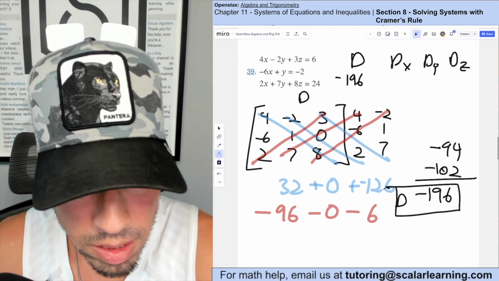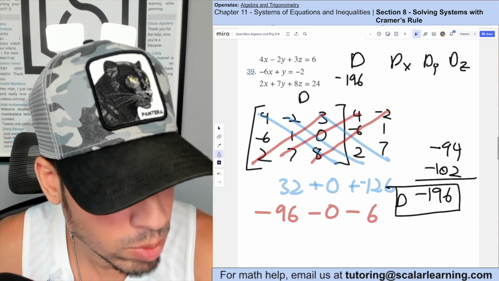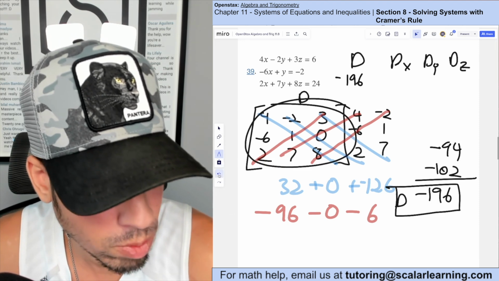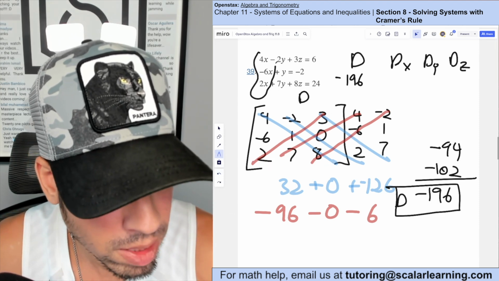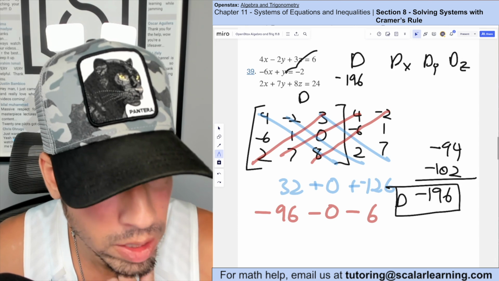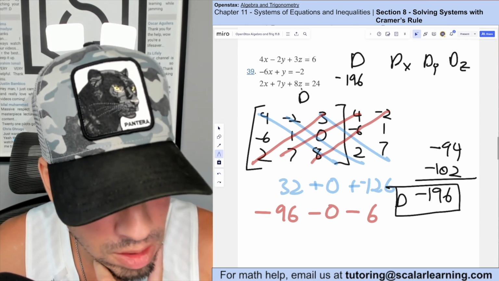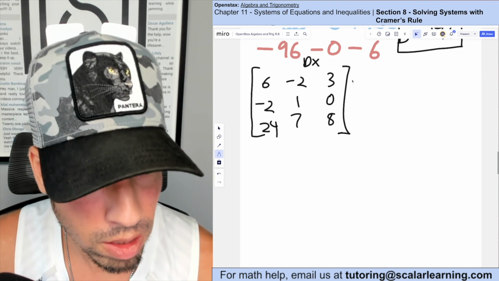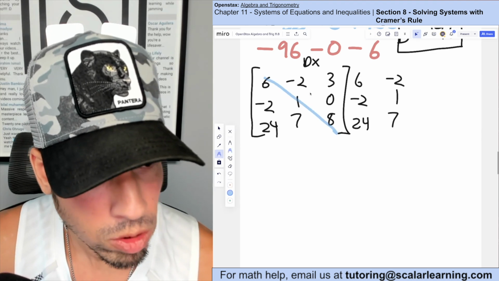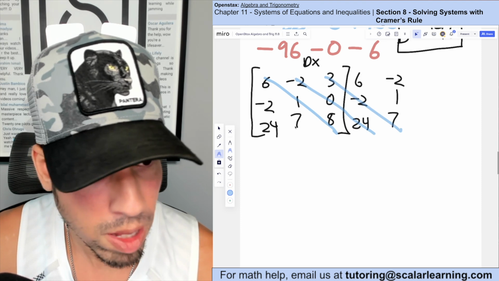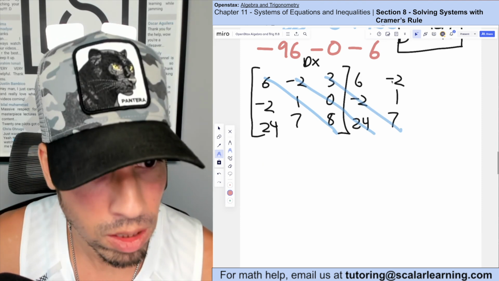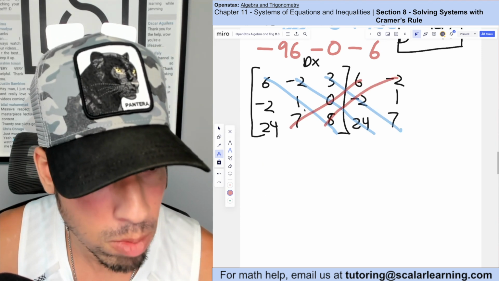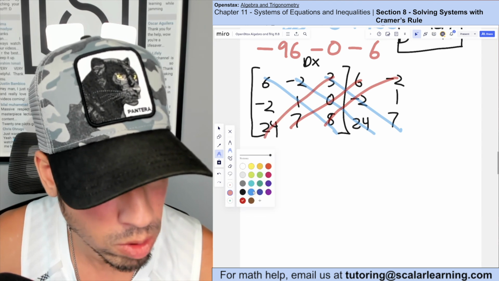Now we're going to calculate dx, so we're going to make some room, and with dx, we're going to do the same matrix that we have here, but we're going to replace the x column with these on the right-hand side, 6, negative 2, 24. Let's write that out now. So again, we're going to repeat first and second column, and then we're going to multiply all those in blue, we're adding, and then we're going to come the other way. Multiply. Everything in red, we are going to subtract.